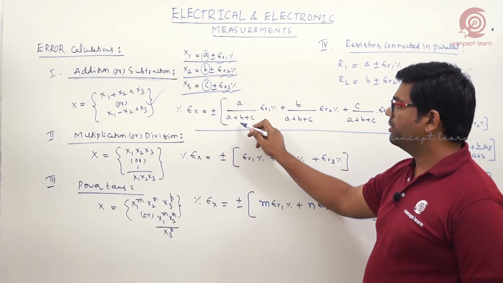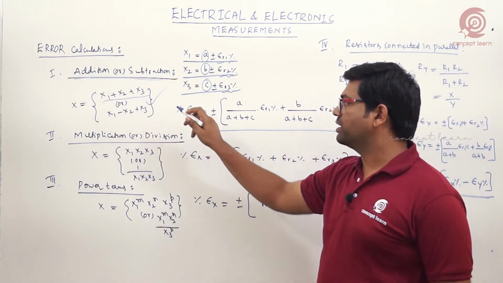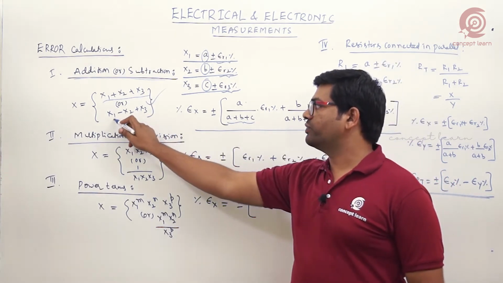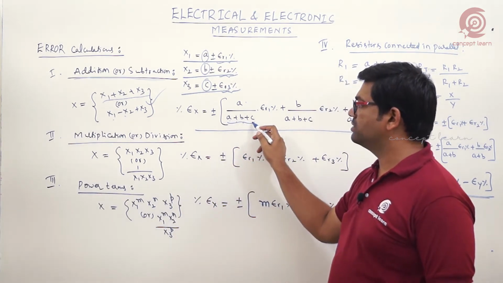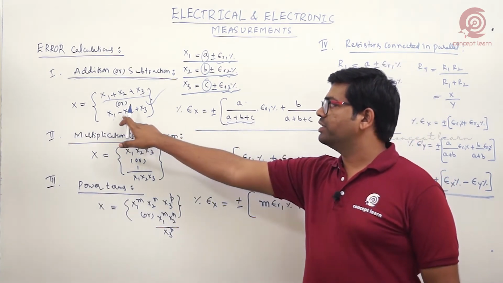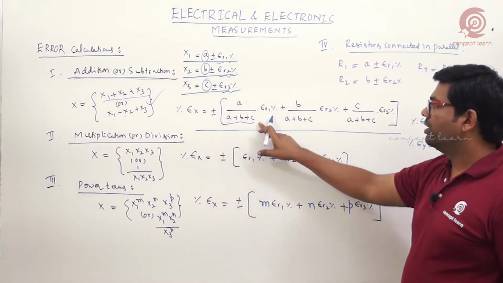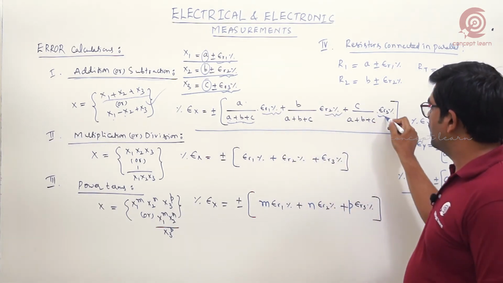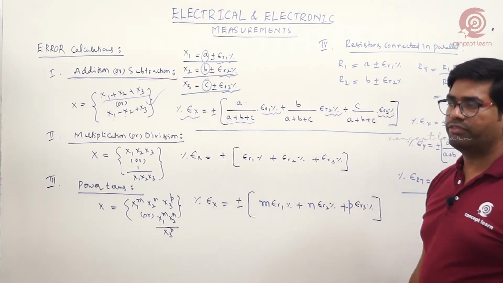A by A plus B plus C, but here if the function is x1 plus x2 plus x3, then we use A plus B plus C. Suppose the function is x1 minus x2 plus x3, then we should use here A minus B plus C. So plus or minus, you have to observe from the function and substitute in this relation. So directly we are substituting in percentages, so even the answer we get in percentages for that composite function.